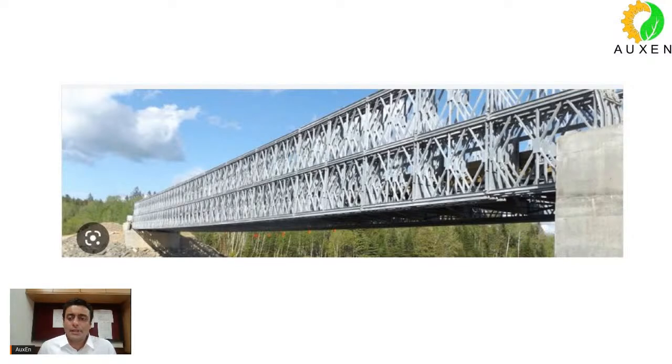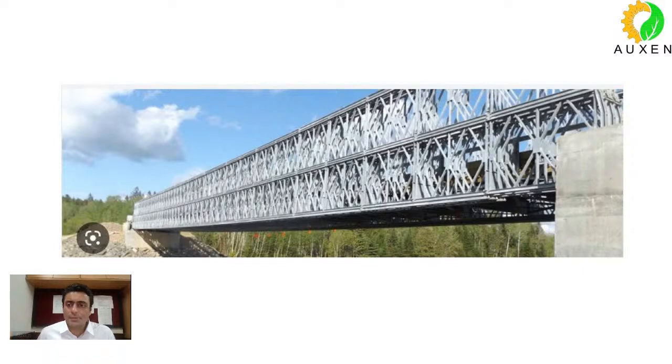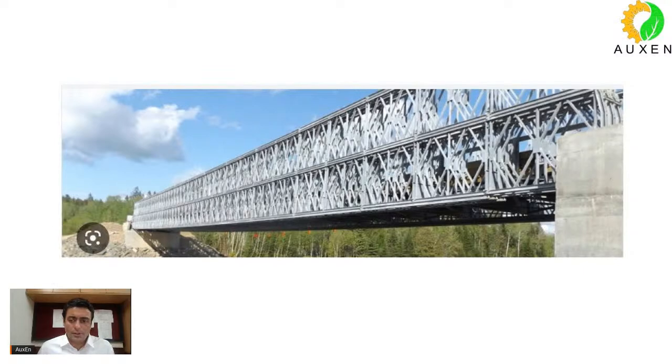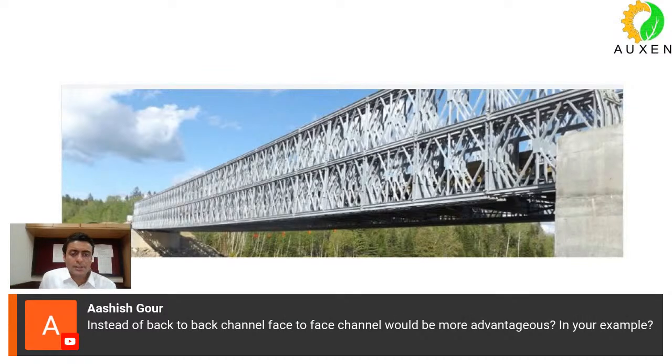Anyway, very interesting. So this is what I had to say about the bridge systems that you can adopt. Vijay Kumar is asking, could you please share the self-weight of all the options to get the economical view? Yes, with respect to economy, type C and type E will be more economical with respect to the total tonnage or the total consumption of steel. Good. So I think we had this interesting discussion.